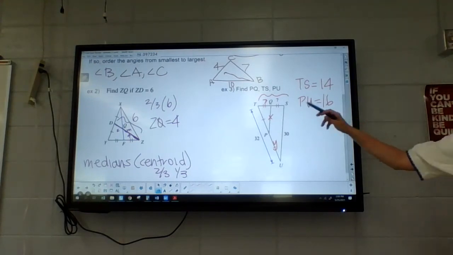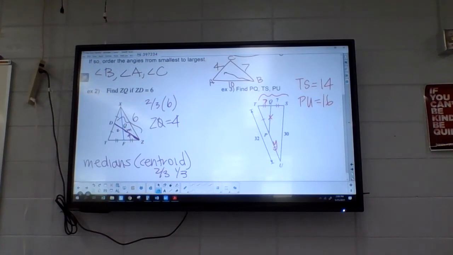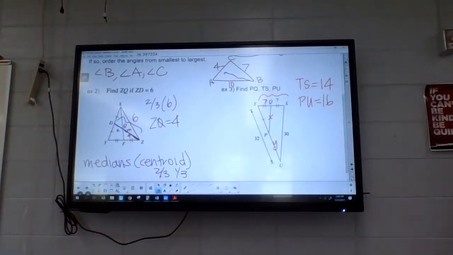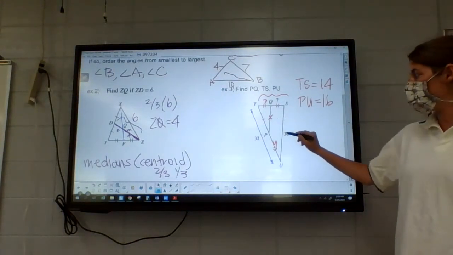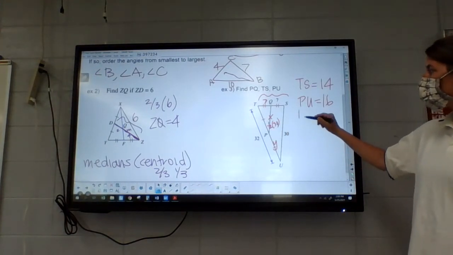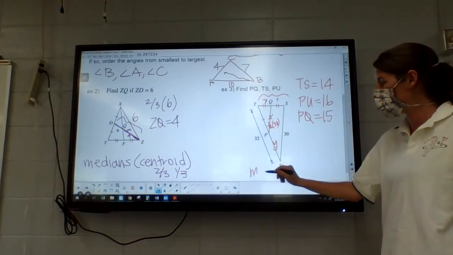But what's the rule with PQ? Do you guys remember? It's also called a midsegment. We did midsegment of a trapezoid, no, midsegment of a triangle. You guys remember? So since those are both the medians, this is always half of that. So PQ is just going to be 15. So midsegment of a triangle. We just did midsegment of a trapezoid.